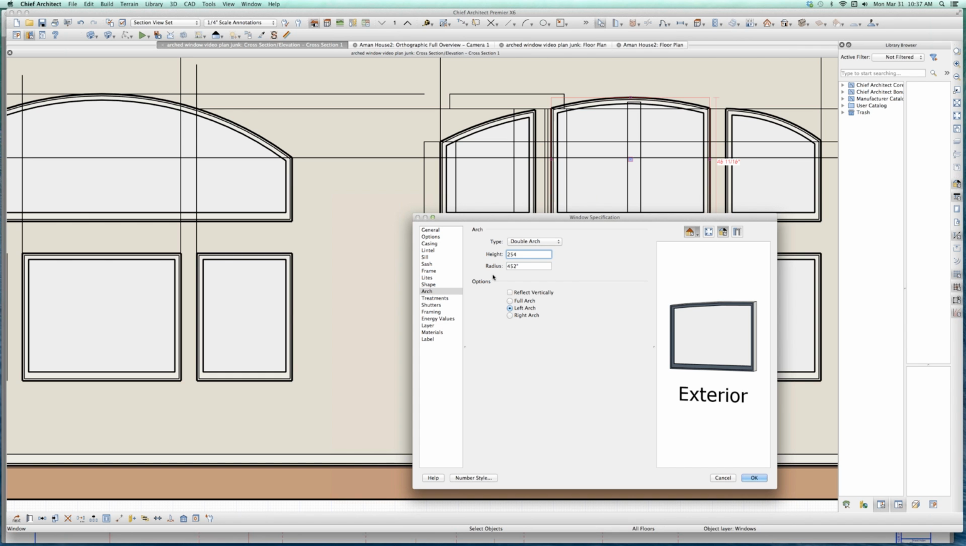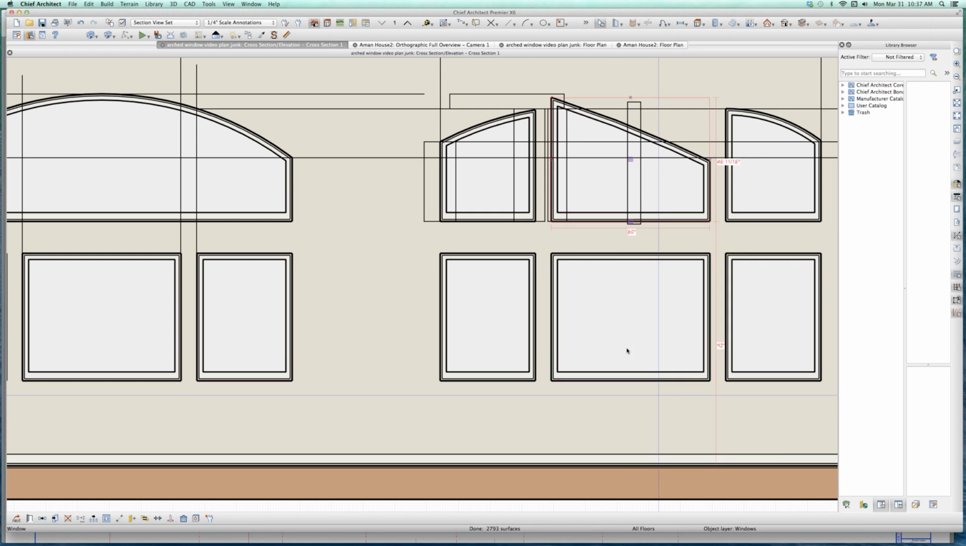I'm reviewing real quick. 24. Do you want a left arch? Do you want a right arch? Do you want a full arch? You get what I'm saying. Left arch, you can control the distance between the top right corner and the left bottom corner with the height, and then you can define the radius. And how do you define the radius?